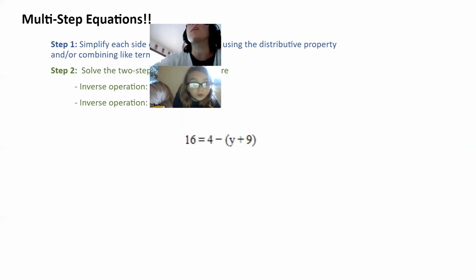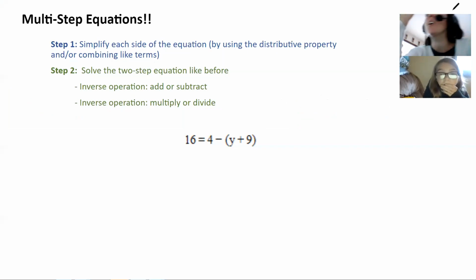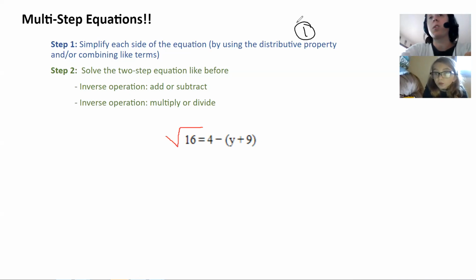Okay, so now we're going to talk equation solving. When we're doing multi-step equations, what you guys got to keep in mind is your first step is to always simplify each side of the equation by using distributive property and/or combining like terms. And I will tell you, if you see parentheses, you're always going to do distributive property first. Always.